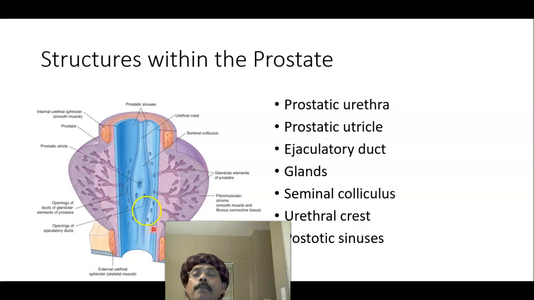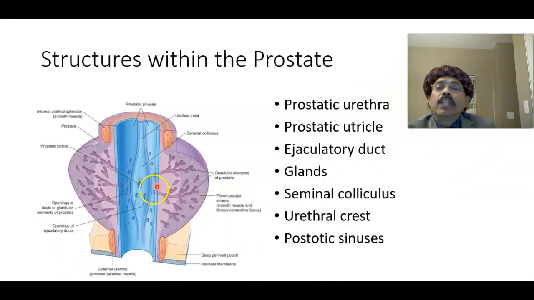This is skeletal muscle. If you look at this structure, here is the urethral crest, a mucosal elevation. This is further elevated here, and we call it the seminal colliculus. We have a blind pocket called the prostatic utricle, which is homologous to the uterus in the female. This is one opening of the ejaculatory duct. This is another opening of the ejaculatory duct. We know that the ejaculatory duct is formed by the union of the vas deferens and the seminal vesicle.